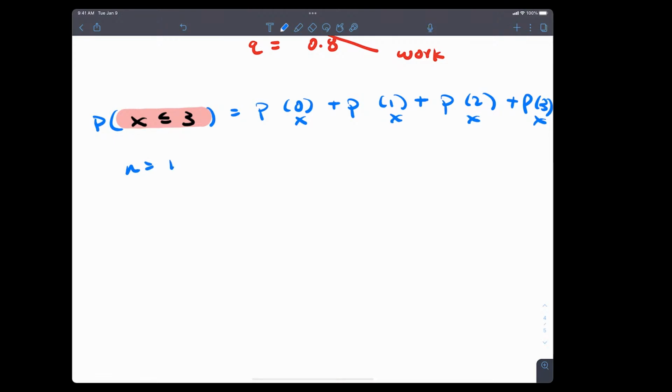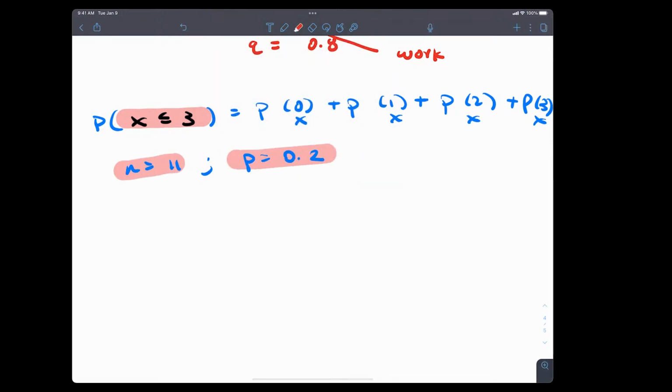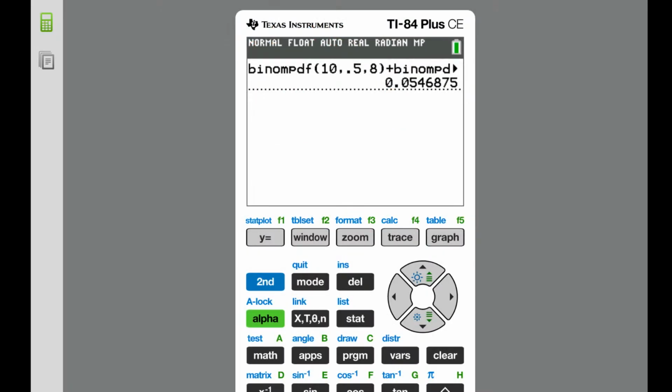N, remember, was 11, and little p is 0.2. So we have everything that we need. We have n, we have little p, we have all the x values here. This is the probability that the machine will work, because it works when no more than 3 components fail. 3 or less. So this is where the TI comes in, and we're going to say n is 11. So I'm going to clear this out now.